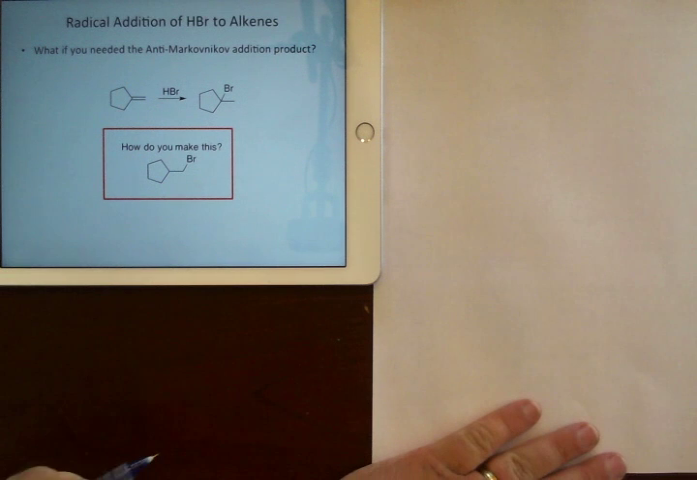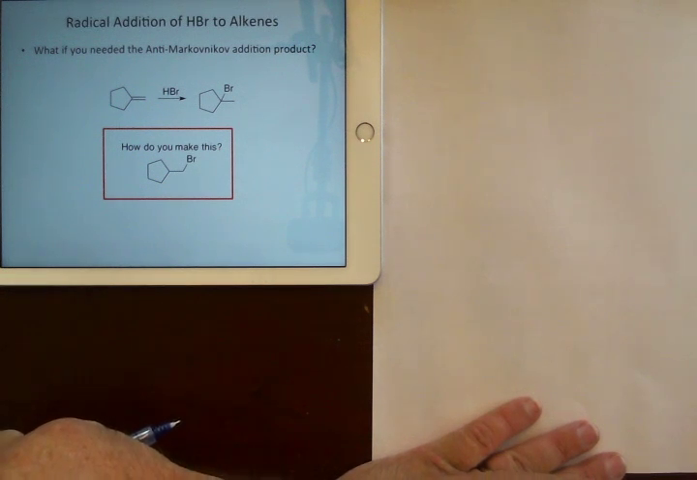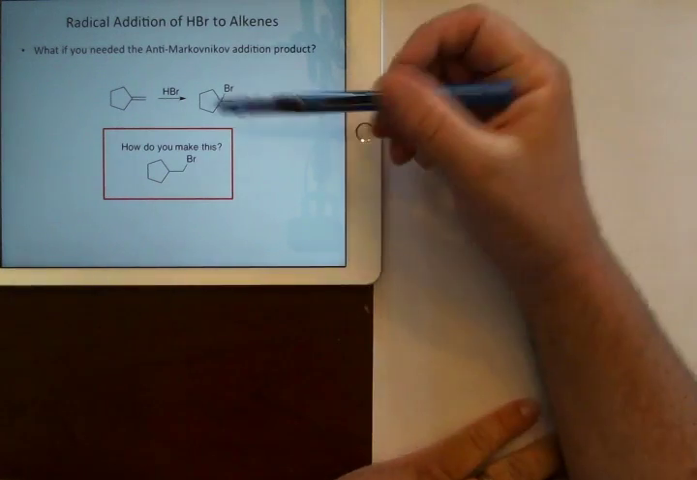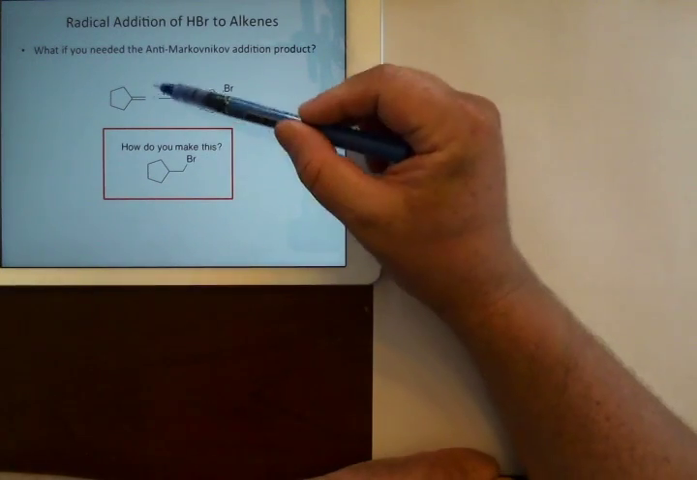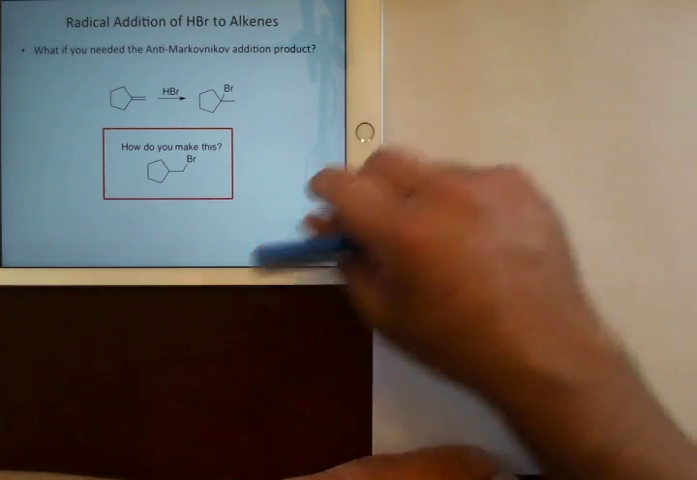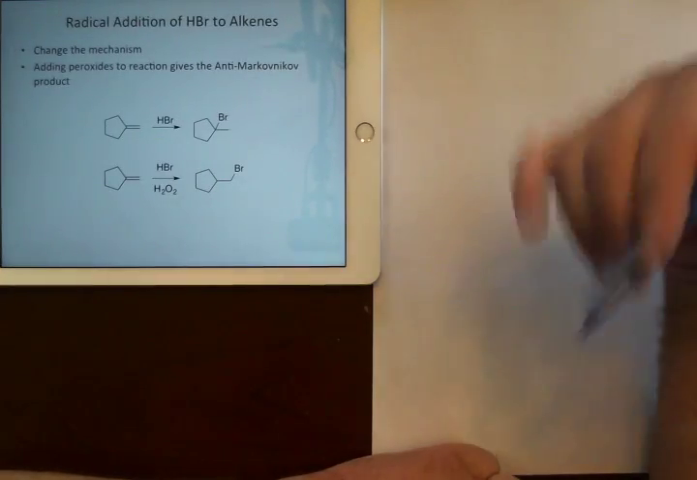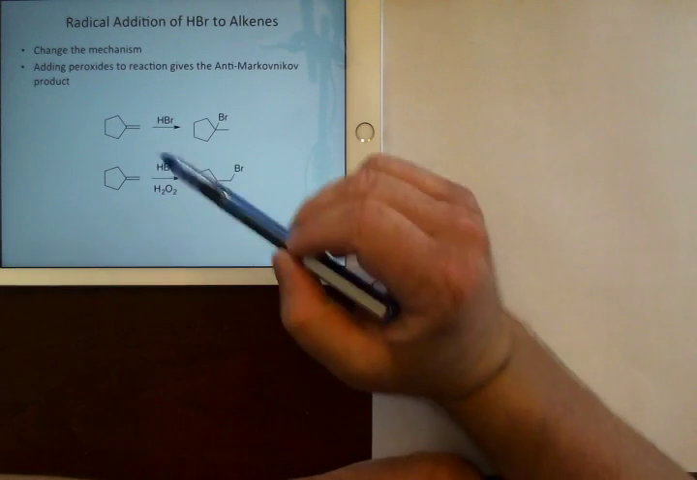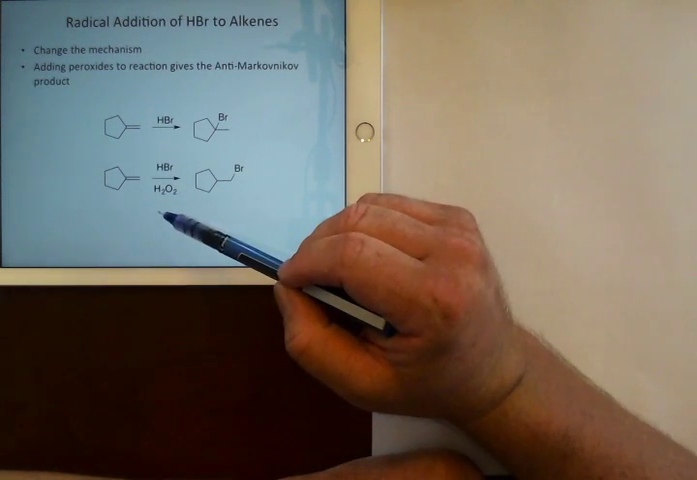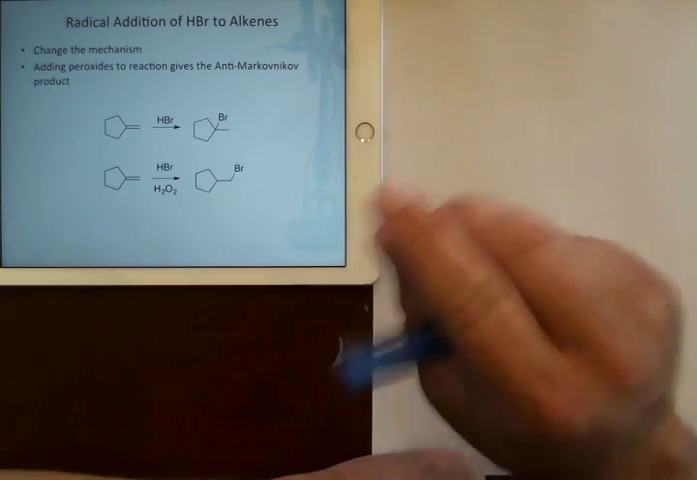Now the question becomes, well, okay, what if you need it to go the opposite way? What if you need the bromine to go on the less substituted side? Well, we can't use the regular mechanism, right? So we have to change the mechanism. In this case, what we do is we can still add HBr, things like HBr, but we add in a little bit of peroxide.